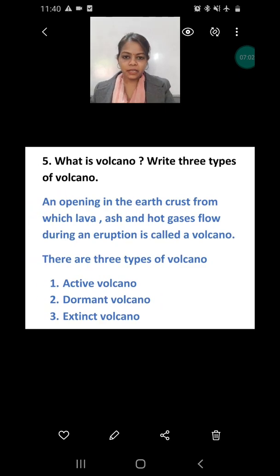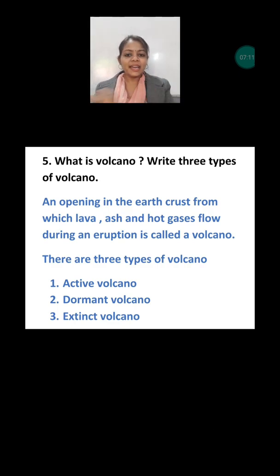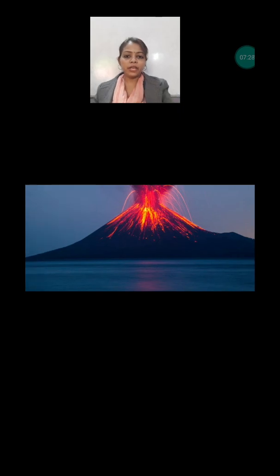Question number 5 is, what is volcano? Write 3 types of volcano. Now my dear, this question is not given in your book. In the book only the word volcano is given, but I have explained it, and that's why I have added this question. The last topic is the volcano, so you will add this question in the long answer questions. So what is a volcano? I have explained it to you.